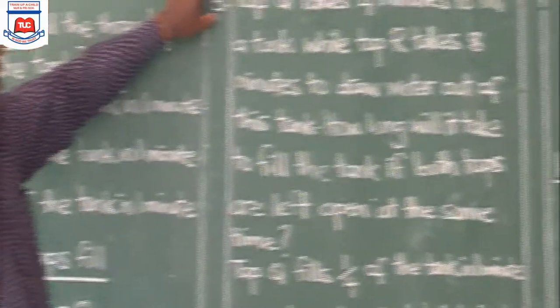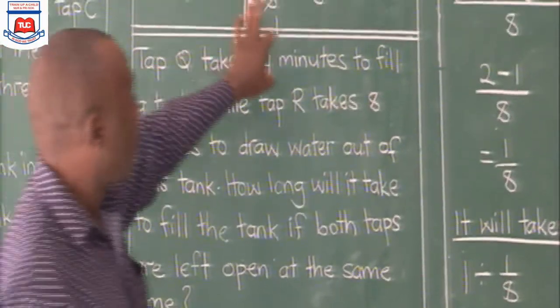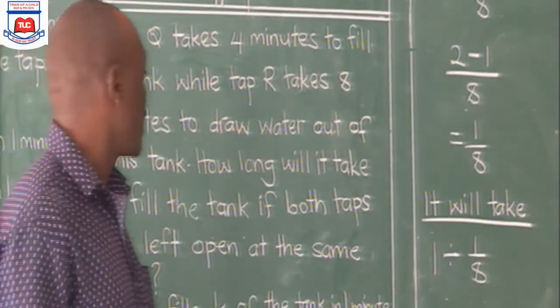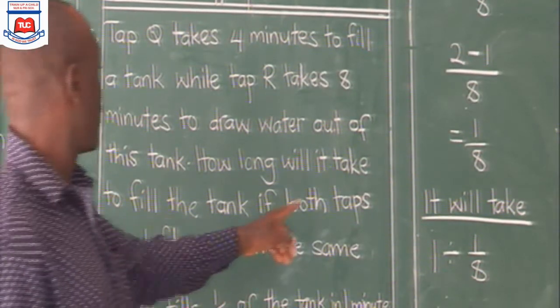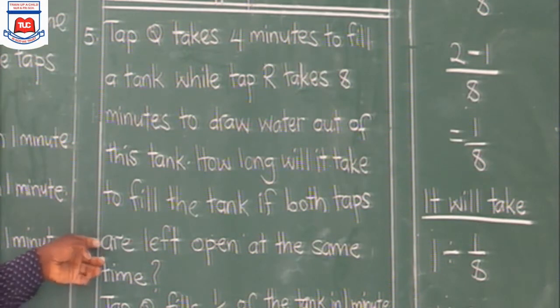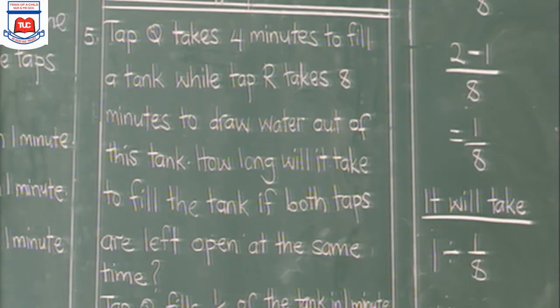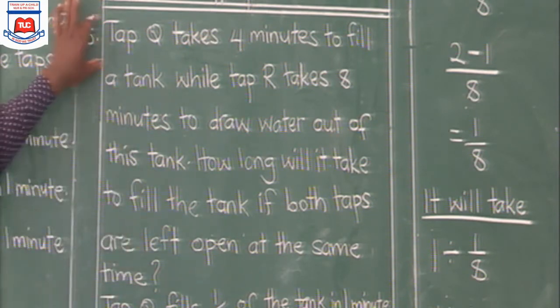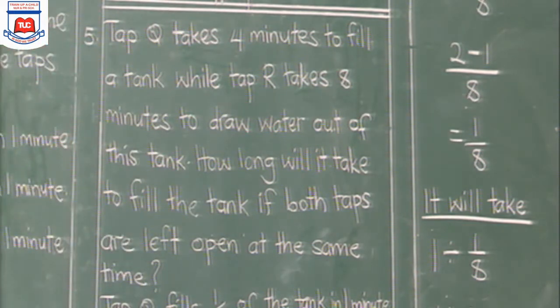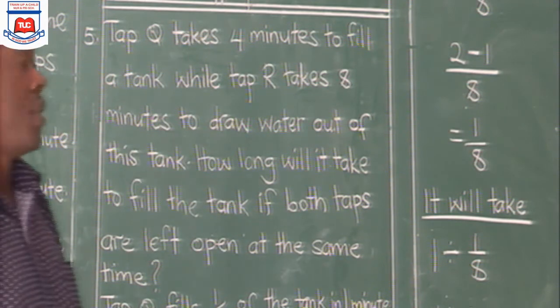Example number 5 reads, tap Q takes 4 minutes to fill the tank, while tap R takes 8 minutes to draw water out of the tank. How long will it take to fill the tank if both taps are left open at the same time? The difference between example 5 and example number 4 is, in example number 4, all the taps are filling, whereas in example number 5, tap Q is filling, whereas tap R is drawing out. To draw out water is to empty. So one is emptying, another one is filling.